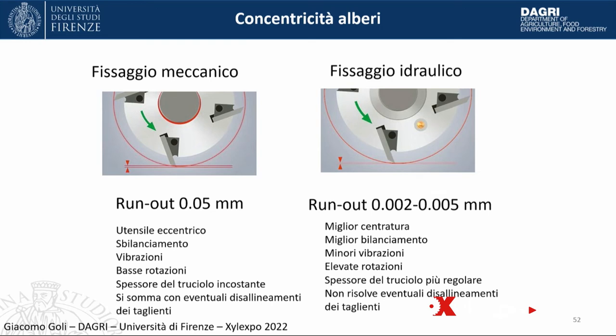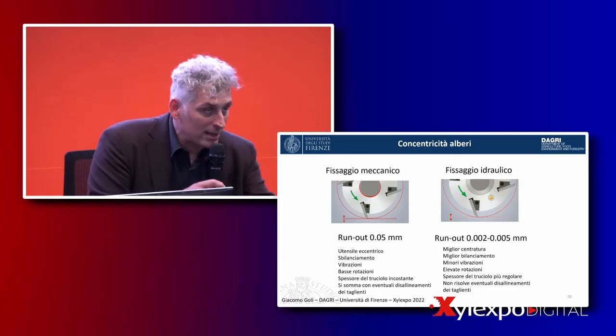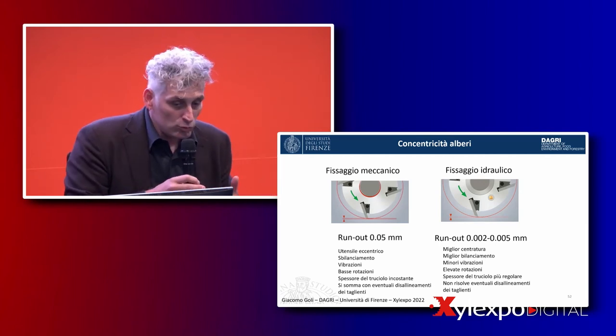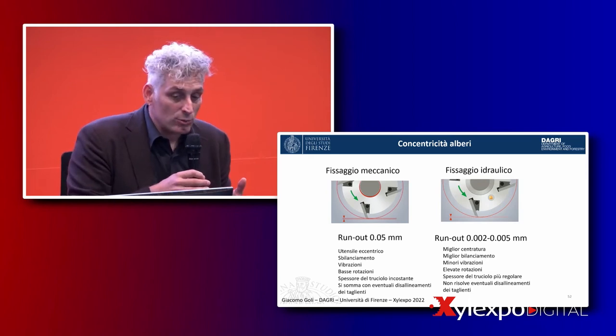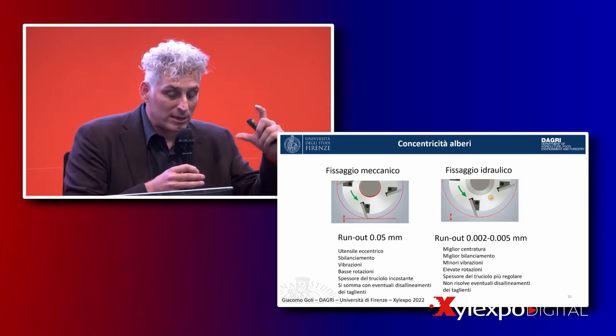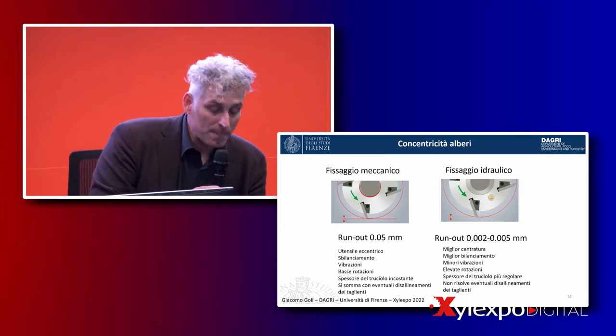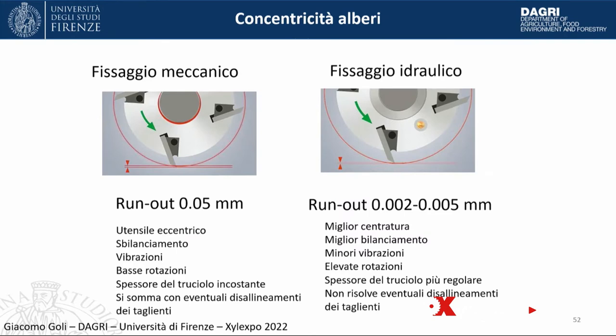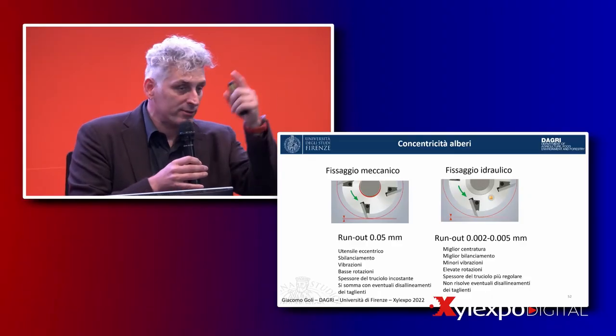An important point I'd like to make is the fastening system. If I have a mechanical fastening system, in order to insert a shaft inside another shaft, I need to have some room to play with, at least 5/100. So I will have a run out at least equal to 0.05. So the average chip thickness in my blade is 3/100. So it's much smaller than the run out of the shaft.